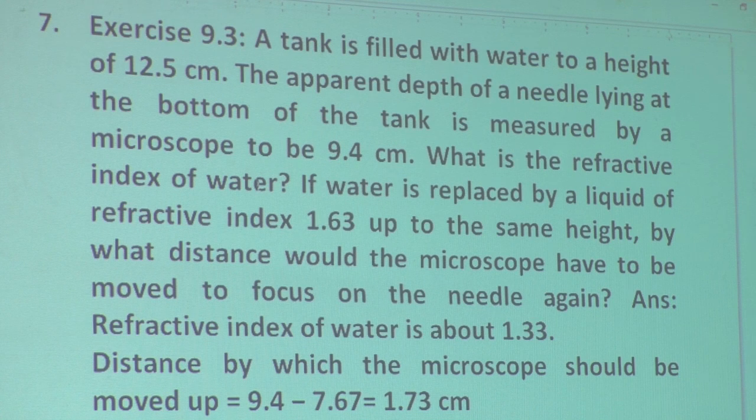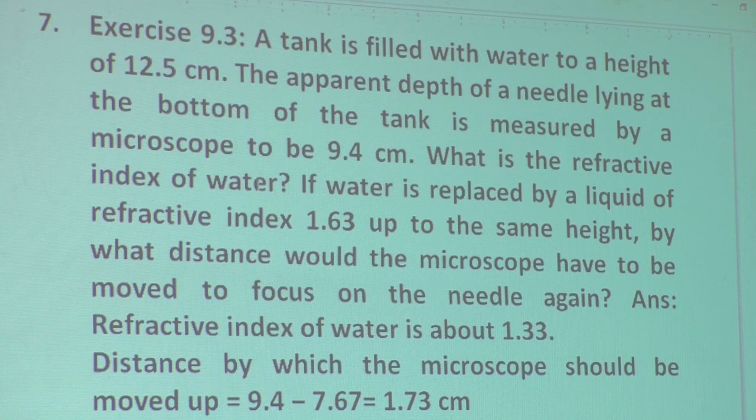So apparent depth is measured to be 9.4. What is the refractive index of water? If the water is replaced by another liquid of refractive index 1.63, then what distance should the microscope be moved to focus the needle again? So answer is given. Refractive index of water is 1.33 and the distance by which the microscope should be moved is given. So a pin is placed inside the beaker and a tank is filled with water to a height, and a pin is inside the beaker.